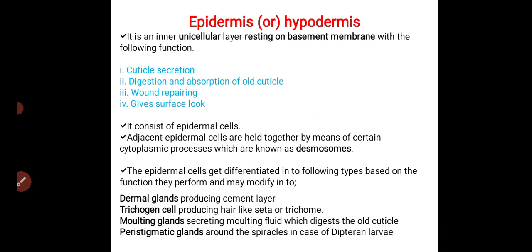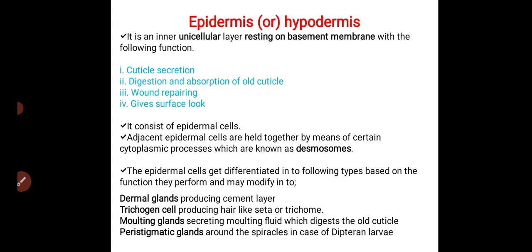Second one is the epidermis or hypodermis. It is an inner unicellular layer resting on the basement membrane with the following functions: cuticle secretion, digestion and absorption of old cuticle, wound repairing, and giving surface look. It consists of epidermal cells. Adjacent epidermal cells are held together by means of certain cytoplasmic processes which are known as desmosomes.